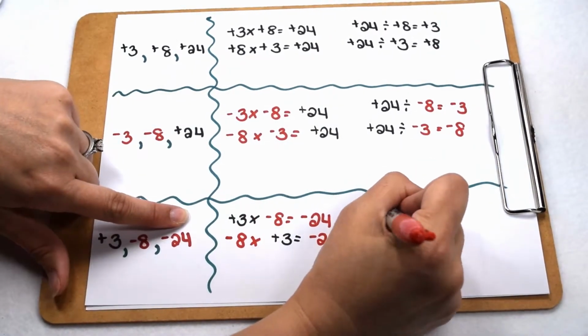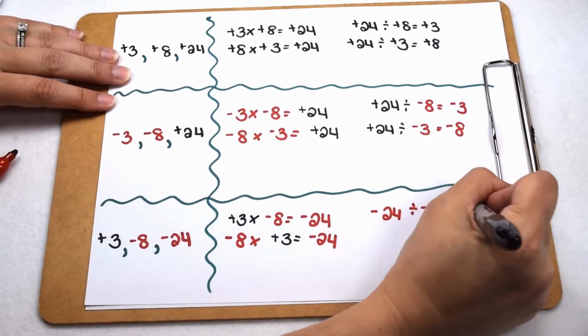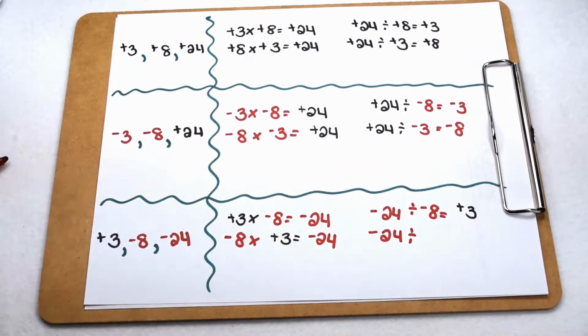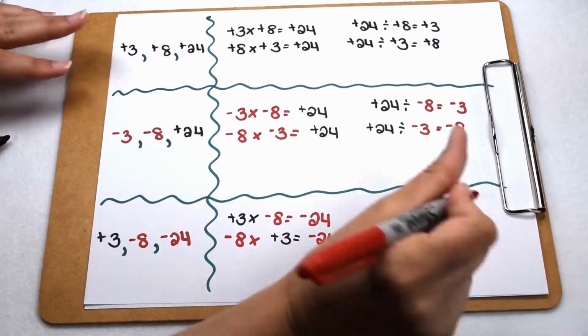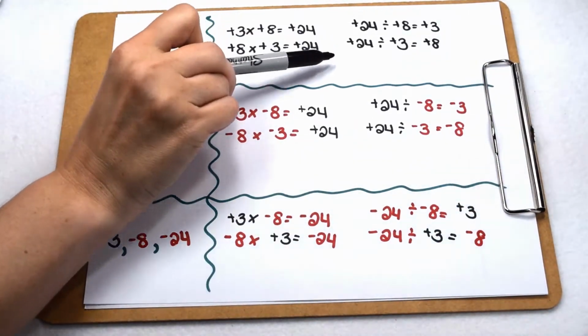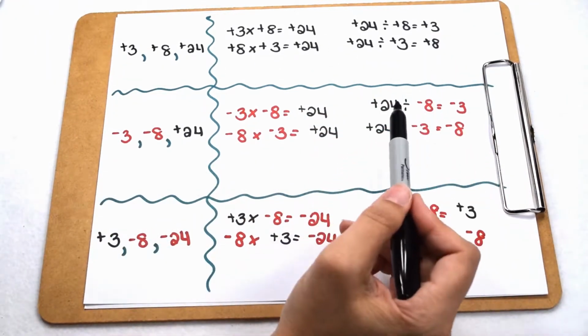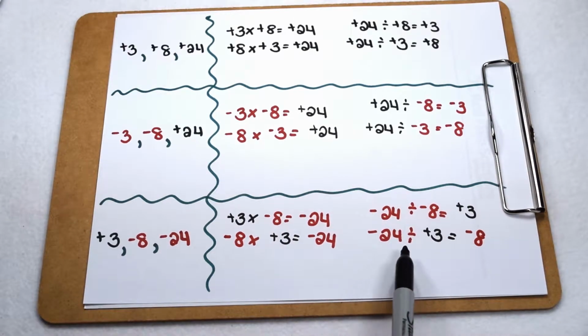To write our division statements, I would then have negative 24 divided by negative 8 to give us positive 3. And our last one would be negative 24 divided by positive 3 to give us negative 8. Now if we look at the division side, we can see that we have all the possible combinations. We have positive divided by positive, positive divided by negative, negative divided by negative, and negative divided by positive.